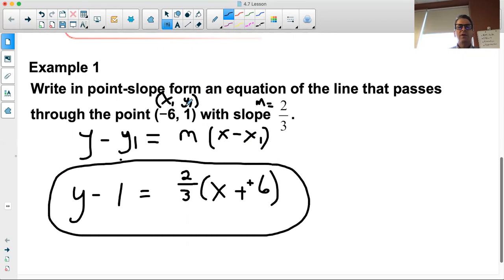The point that you're given is the x1, y1, -6, 1. And the slope that you're given is the m, which is 2/3. So the equation of the line using the point and the slope, using the point slope form, is y minus 1 is equal to the slope 2/3 times x plus 6.